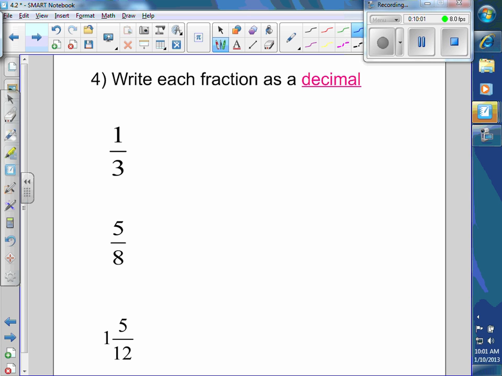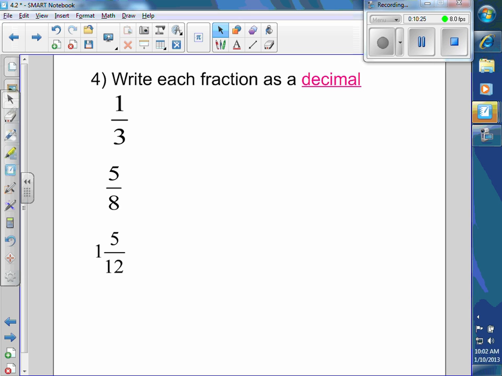Benchmark fractions. When you look at a question like number 4, you should be able to do these without any work. If you can't, you really need to learn them. Okay, especially, well, I would say these two. And then the third one, that was the warm-up. I'll move these up a little bit. So these, you should be able to change a fraction to a decimal. And if it's a benchmark fraction, like a third and 5/8, you should be able to do those without any work, or a little bit of work. If it's 1 and 5/12, then you go back to the warm-up where we did division.